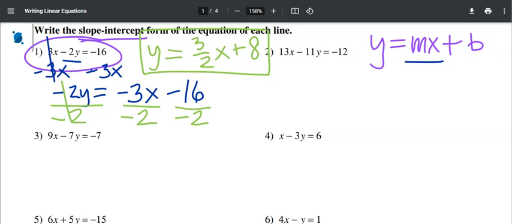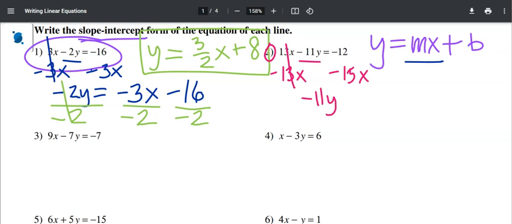So let's look at another equation. Let's go to the next one, number 2. I want to do the same thing. I want to get that y all by itself. So first thing I'm going to do is move that 13x to the other side, and doing that means I'm going to subtract, because it's a positive 13x, that's how I move it. Those will cancel, and that leaves you with a negative 11y.